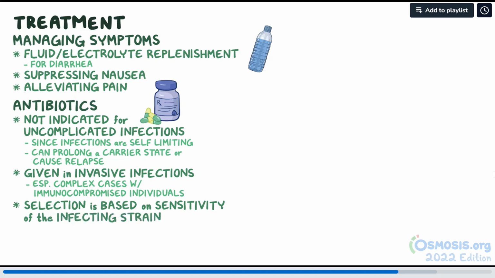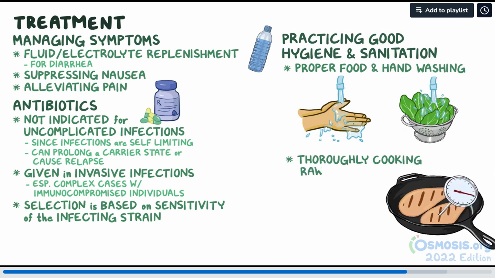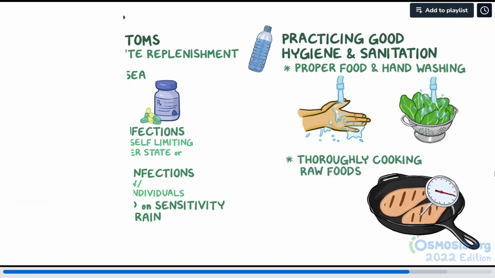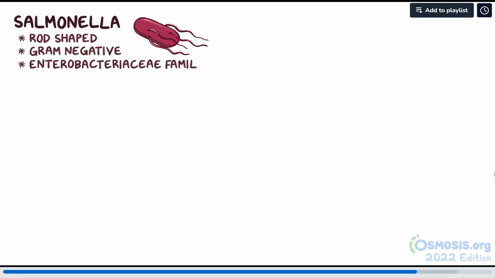Finally, an important part of treatment is practicing good hygiene and sanitation, including proper food and hand washing, and thoroughly cooking raw foods. Alright, as a quick recap, Salmonella is a rod-shaped, gram-negative bacteria of the Enterobacteriaceae family.